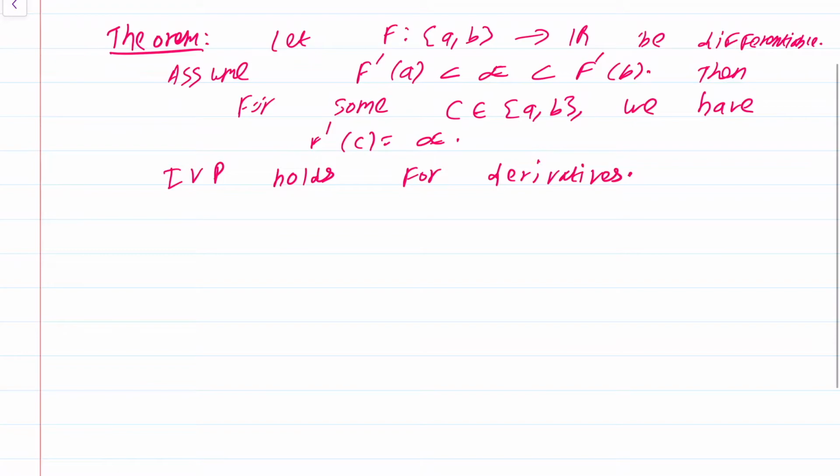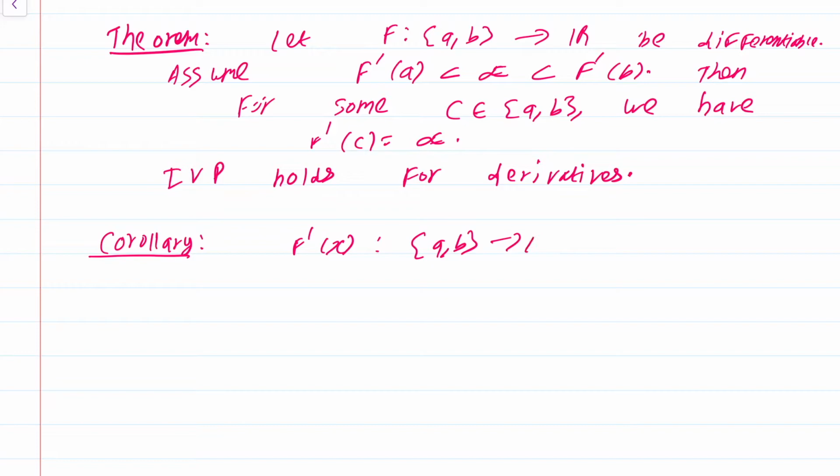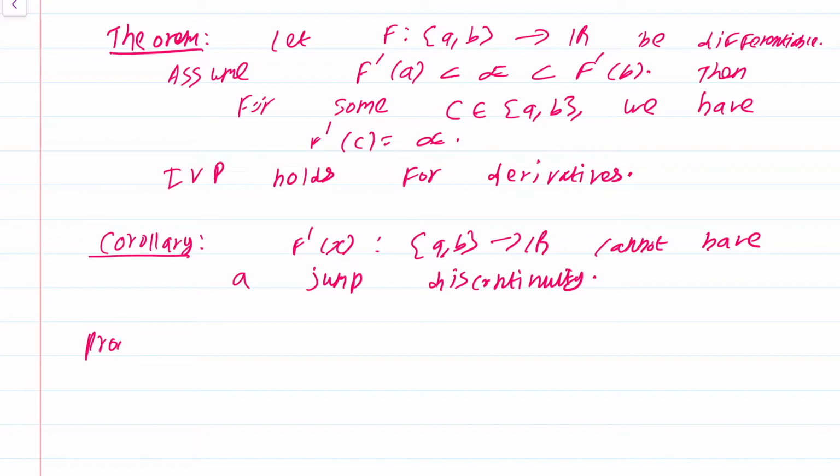Okay, before the proof, let me state a corollary. Corollary: f prime of x from [a, b] to R cannot have a jump discontinuity. Now let's prove the theorem. The proof of the corollary is so obvious that I'm not even going to give a proof.